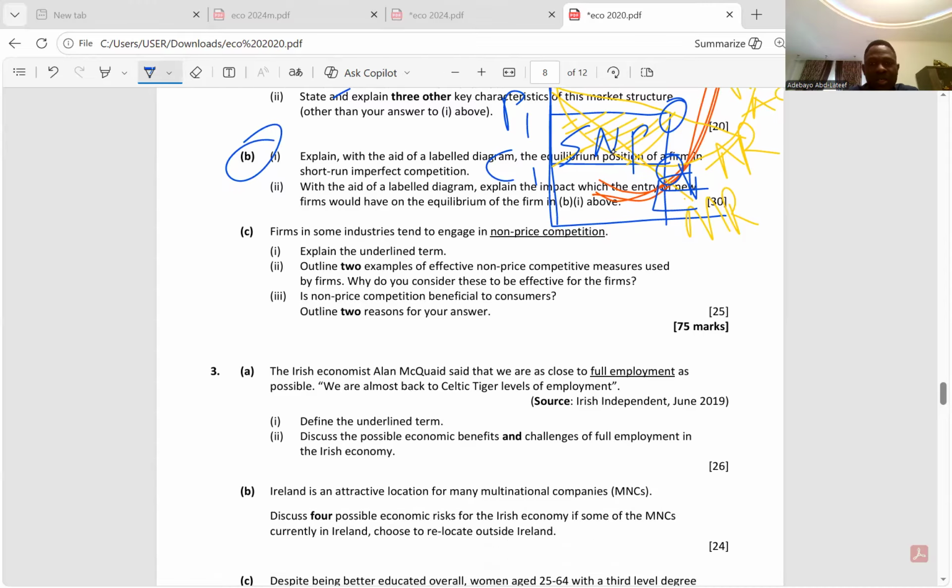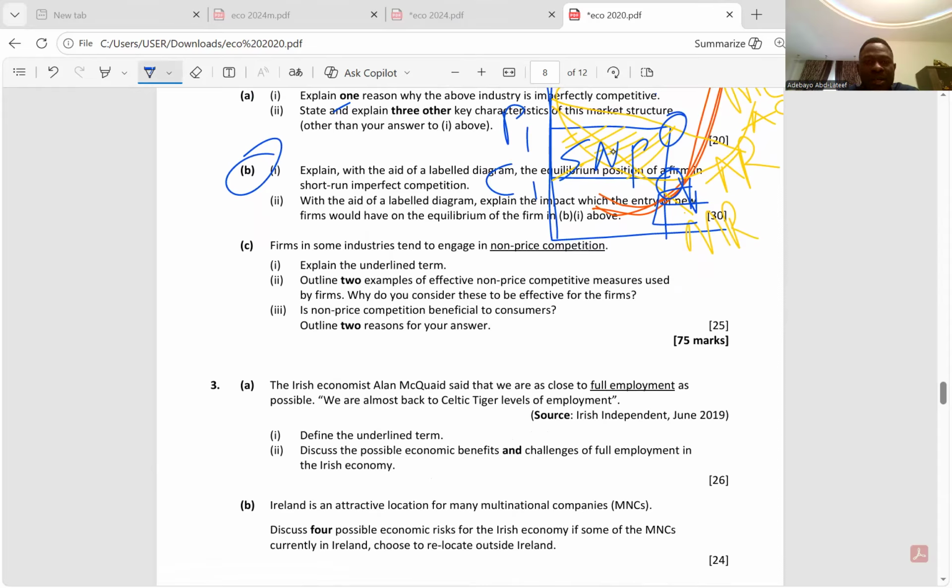So go to question B2. With the aid of a labelled diagram, the impact which the entry of new firms would have on the equilibrium of the firm. With new firms entering the market, supernormal profit, this is how it works. Supernormal profit will attract new firms. And as soon as new firms come into the market, the demand curve facing each firm in an imperfect competition will shift leftward. And that would reduce the supernormal profit to become a normal profit.